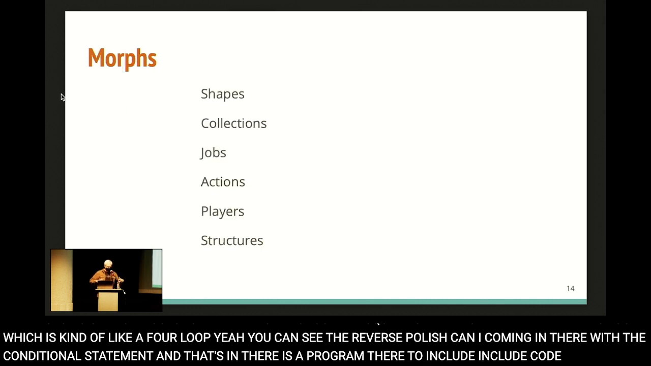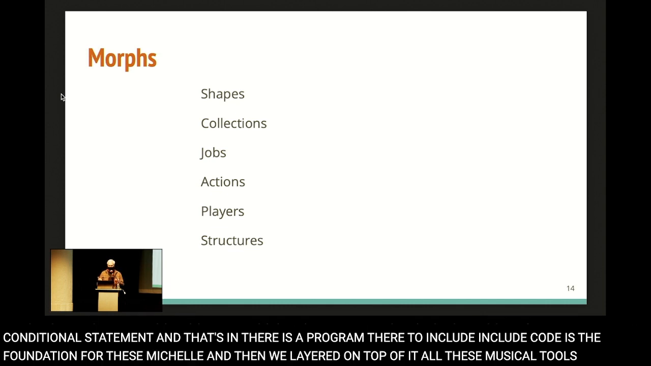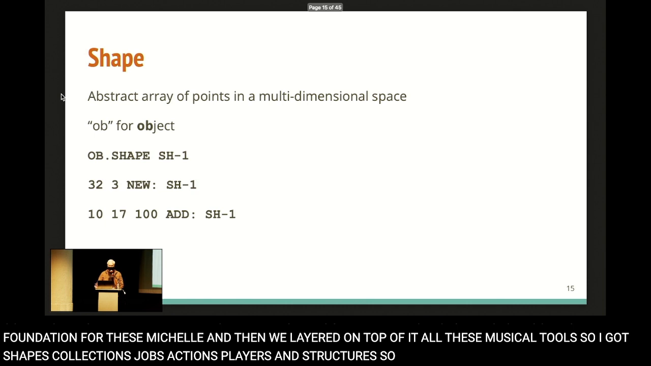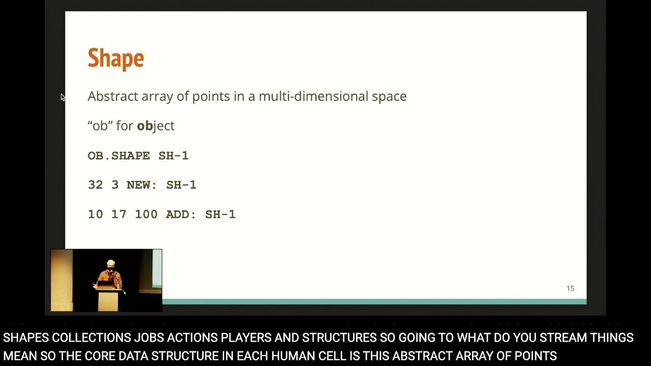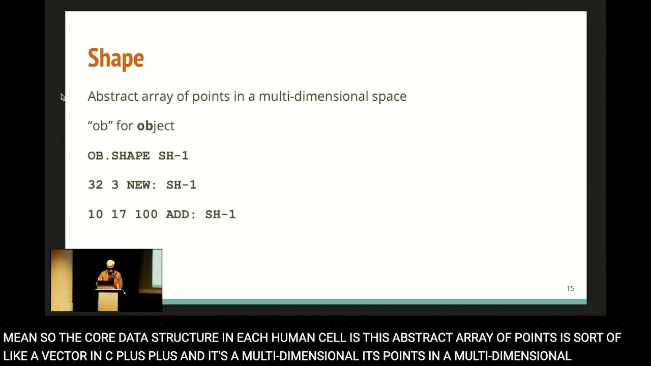So that is the foundation for HMSL, and then we layered on top of it all these musical tools. So like shapes, collections, jobs, actions, players, and structures. So I'll go into what these different things mean. So the core data structure in HMSL is this abstract array of points. It's sort of like a vector in C++, and it's multidimensional. It's points in a multidimensional space.